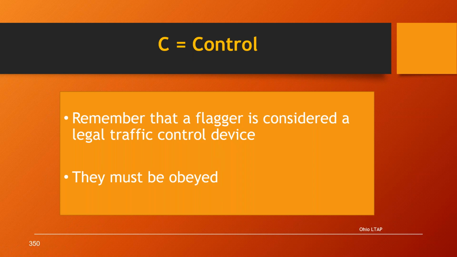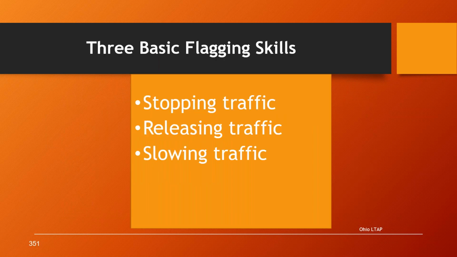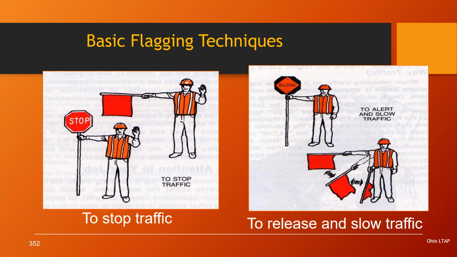Then we move on to the C of ABC, and that stands for control. A flagger is considered a legal traffic control device that must be obeyed. And the flagger must possess these three basic flagging skills. We need to be able to stop traffic, release traffic, and slow traffic. And we do all that in a uniform manner.